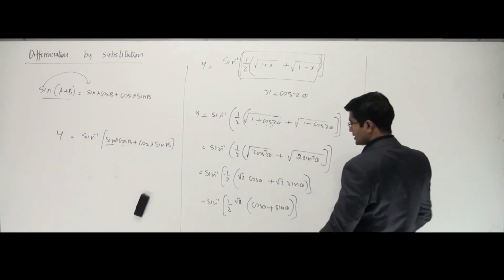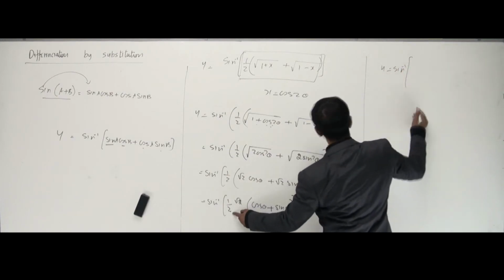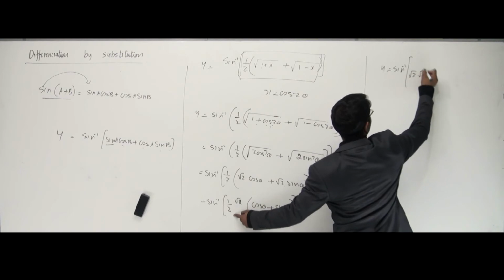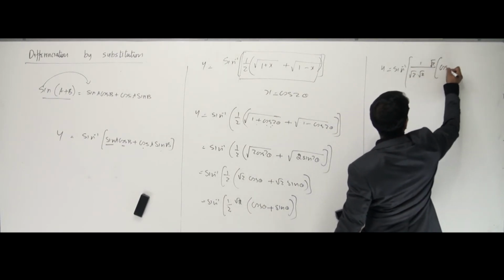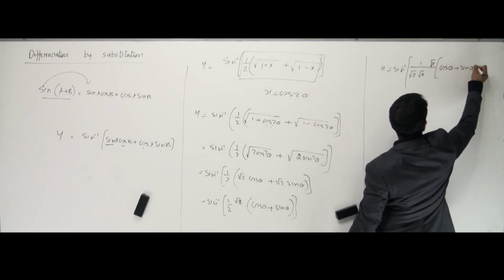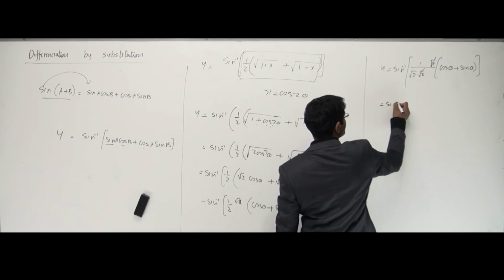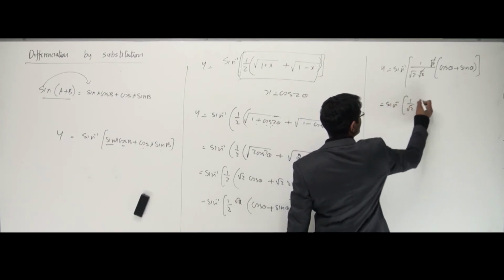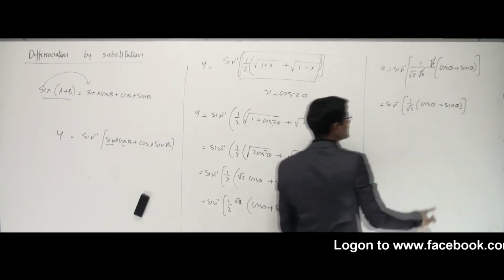I can write y as sine inverse of, I can write this denominator 2 as root 2 into root 2, alright, and 1 and root 2 here. That's it, into cos theta plus sine theta remains the same. Now what happens? I can cancel one of them. So it is sine inverse of 1 by root 2 into cos theta plus sine theta. Okay, that's what I get.